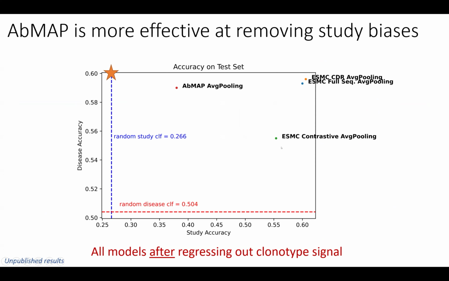And if you just do the contrastive thing where you just subtract out this one part, that reduces the study separation, but it gives you a pretty big hit on the disease. And AbMAP sacrifices just a little bit of disease separation accuracy, but saves a lot on the study. So it reduces the study effect a lot while broadly preserving the disease accuracy.